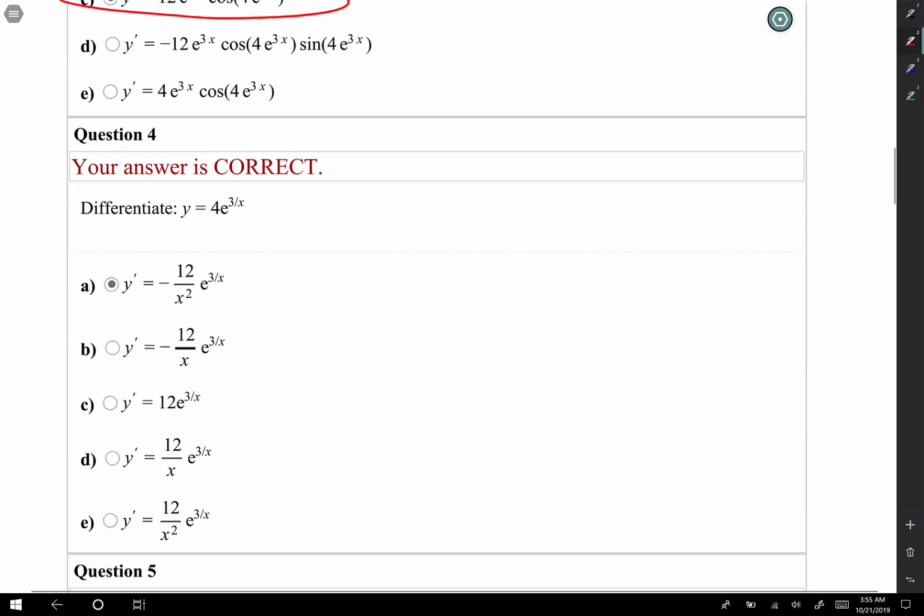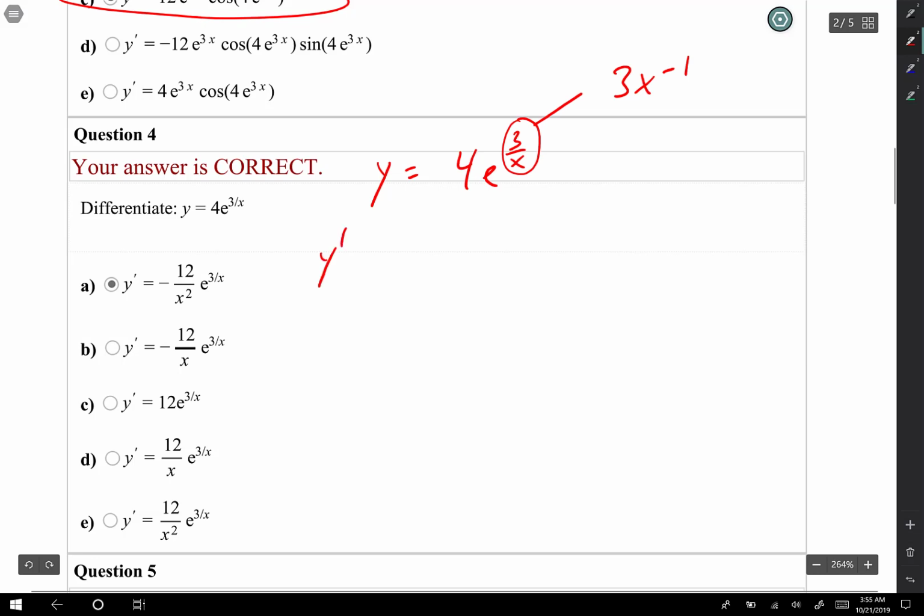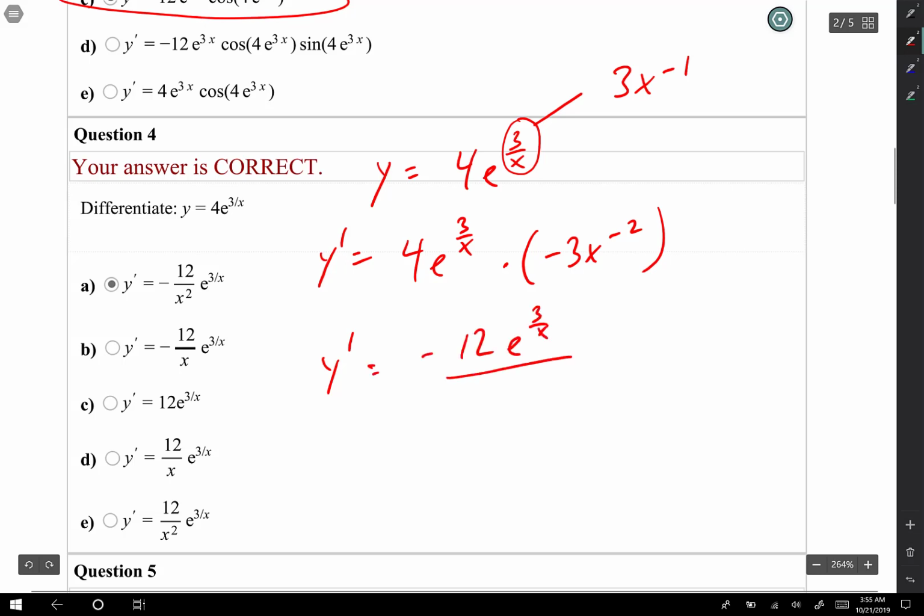This one's straightforward, I think. All right, I'm not taking the derivative yet. I'm rewriting it. So this 3 over x, guys, remember that's 3x to the negative 1. So here we go. Y prime equals 4e to the 3 over x times the derivative of your exponent, so negative 3x to the negative 2. So y prime equals 4 times 3 is 12, but negative. So negative 12e to the 3 over x squared.